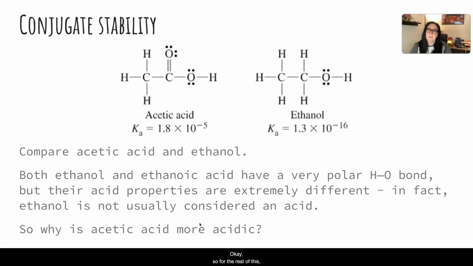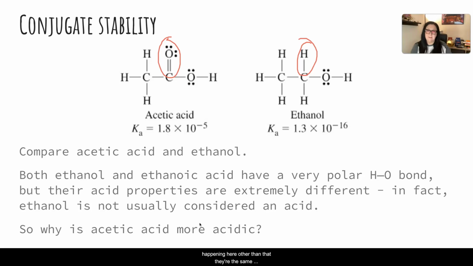Okay, so for the rest of this, we're going to talk about conjugate stability. These two molecules are very similar. We have acetic acid, C2H3O2, the acetate ion with the H at the end, and the H is attached to this oxygen right here. Then we have ethanol, which is not considered an acid, but it also has two carbons, just like this one does. The only difference between these two is what's happening here.